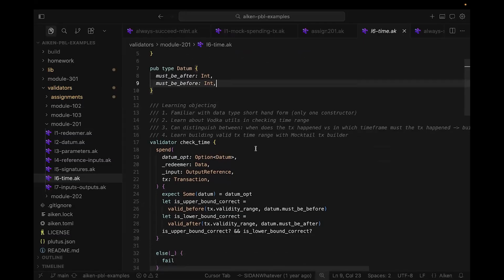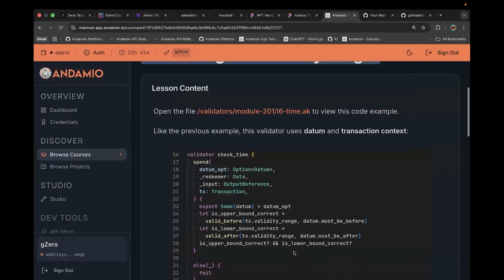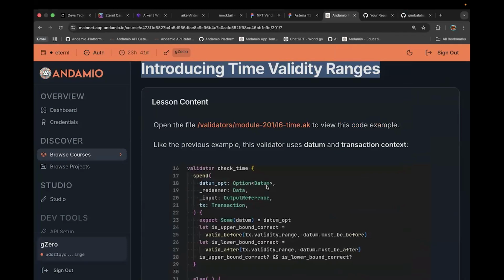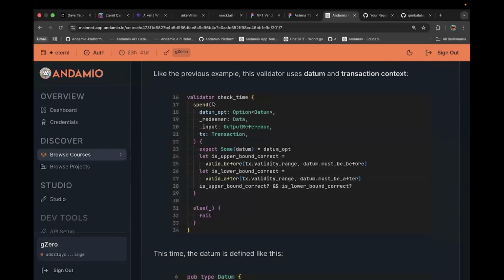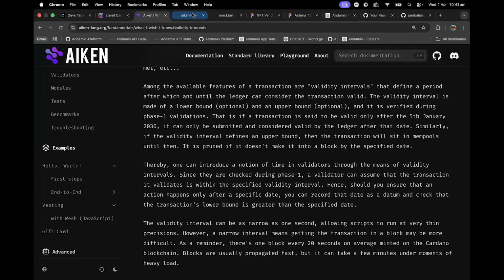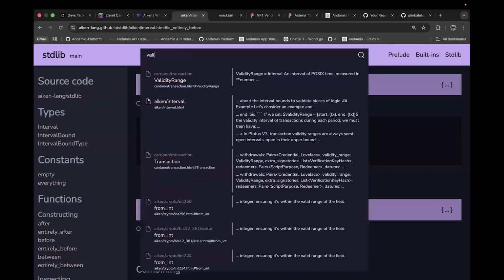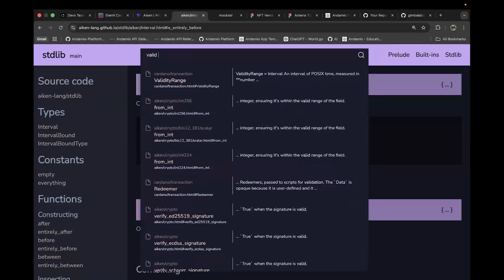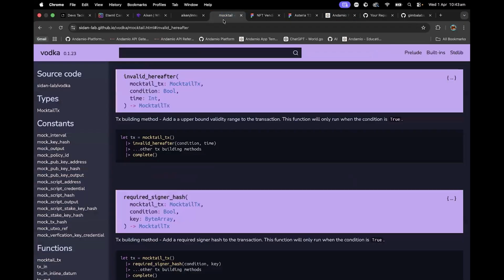Instead of directly going through this, let me quickly read this and see what they are trying to say with it. They are giving this part, which is exactly where we are at. They expect some datum, they're unwrapping the datum, and they're checking valid before and valid after. They're saying is upper bound correct and is lower bound correct. Do you guys know what valid before and valid after does? I want to quickly take a look. That's in the Aiken docs, so let me go there.